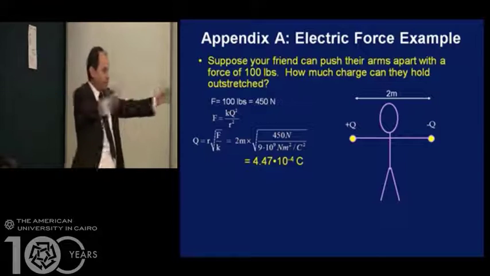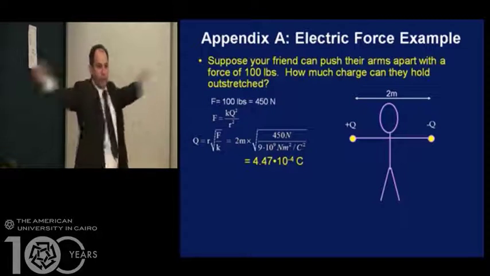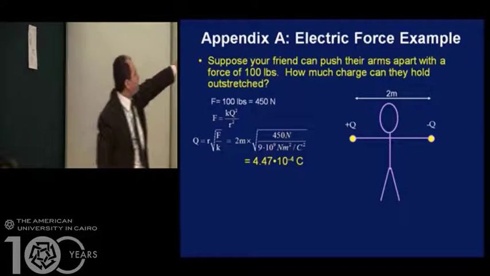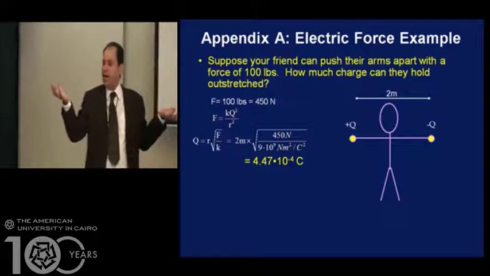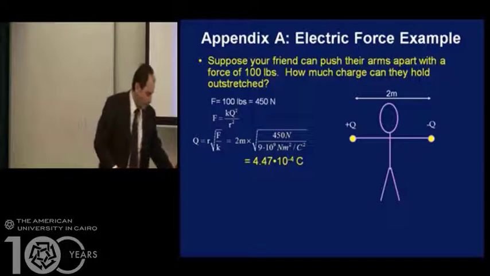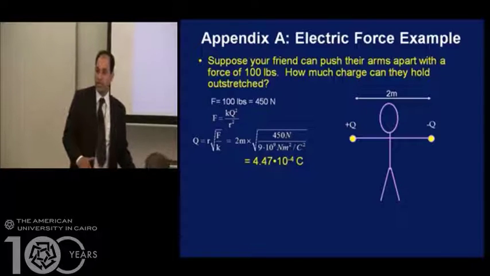Because if I do this, what happens? If they are similar charges, they will repel each other. So I can do this by 100 pounds. Or what I have to do is to put in each hand an amount of charge equal to what? So I'm going to leave that example for you to solve at home. Then we'll discuss it next time in class.